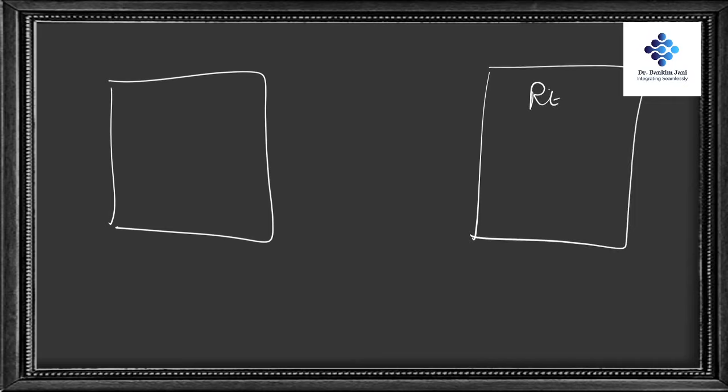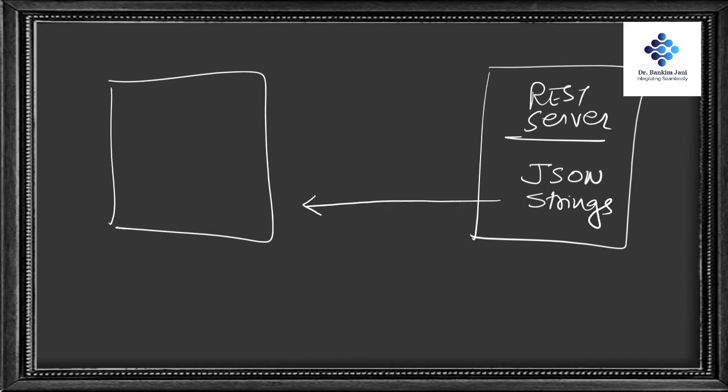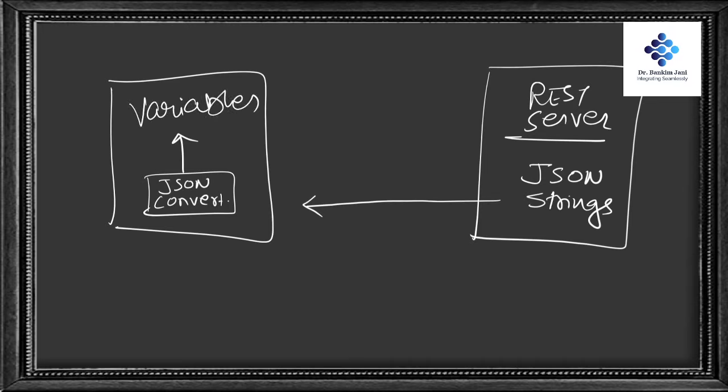So that's your REST server, and let's say it is sending some JSON strings, right? JSON strings means it is sending all those variables, but over here there has to be a JSON converter. And if that is there, then it would convert it into its own language, and the same variables can be used, right? So the variables which were over here, they can be used.